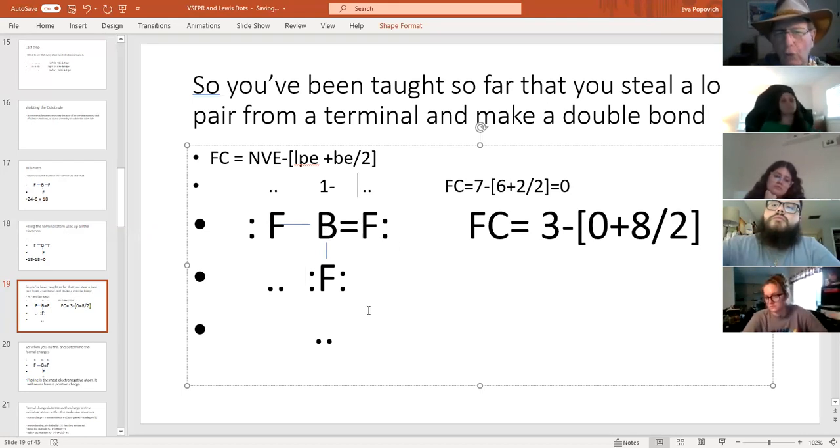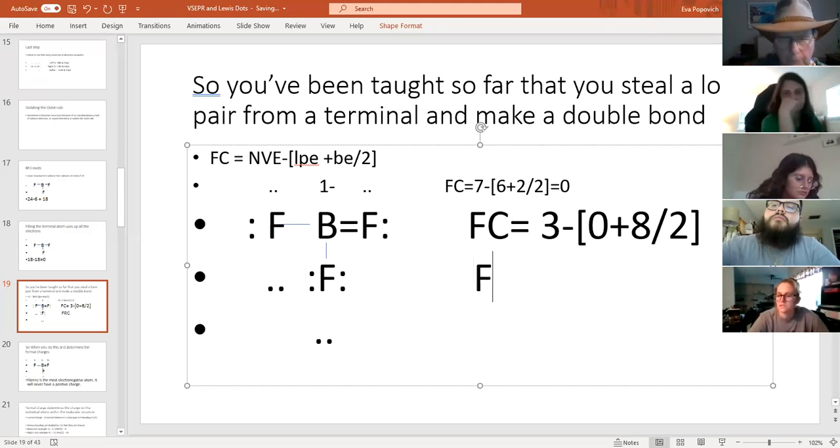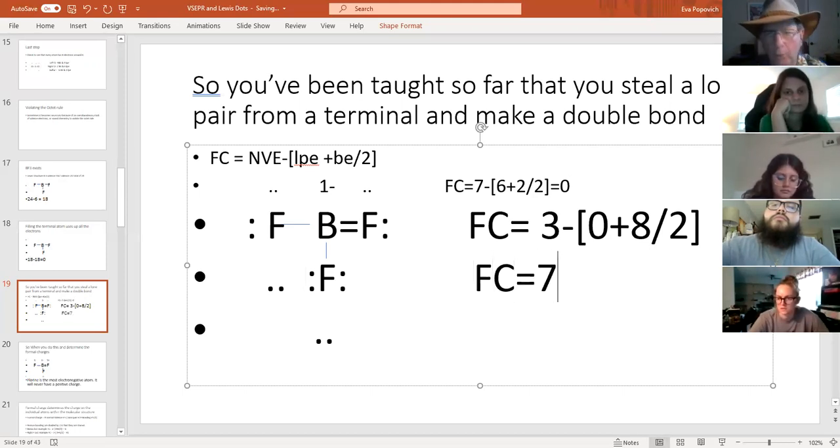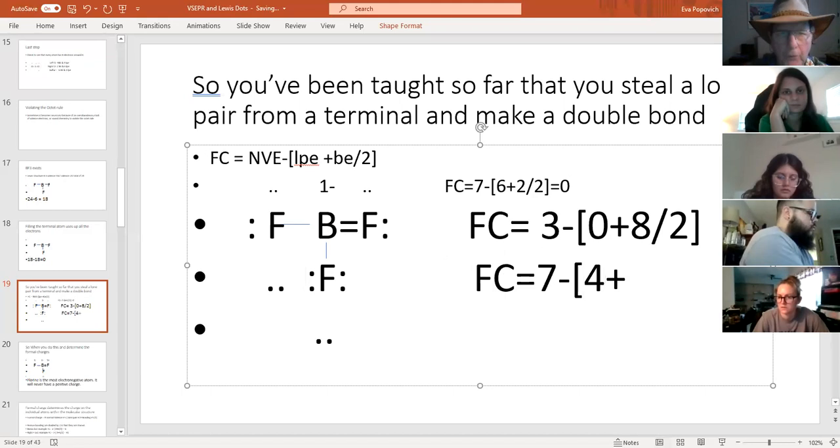What about this fluorine? Guys, you can do this now yourselves. How many valence electrons does fluorine have? 7. Thank you. Minus, how many lone pairs? 4. Why isn't it plus 6? Because the 2 electrons that were here went down there to help make the double bond.